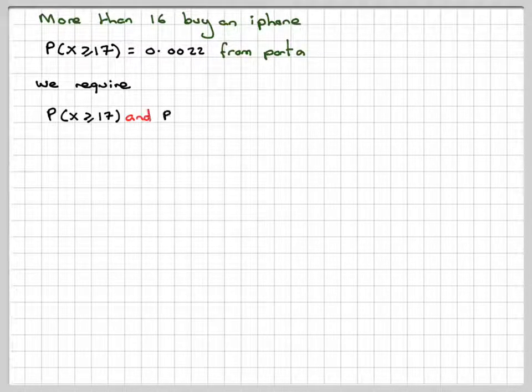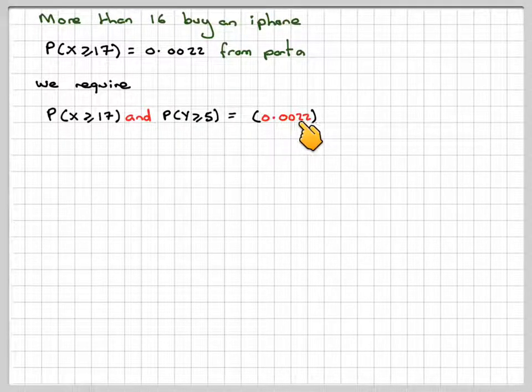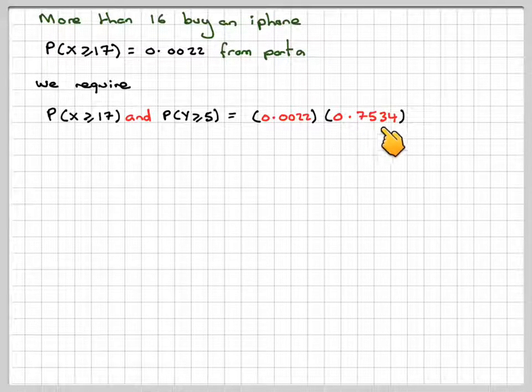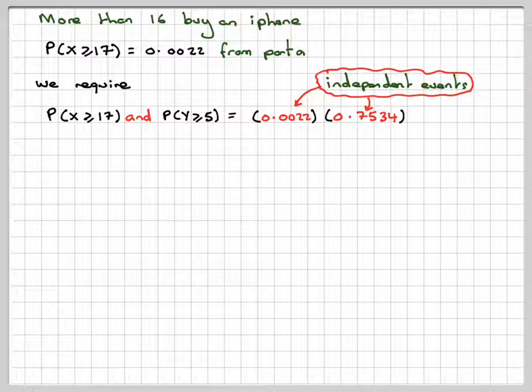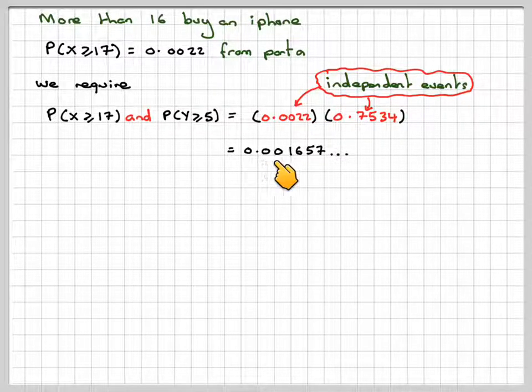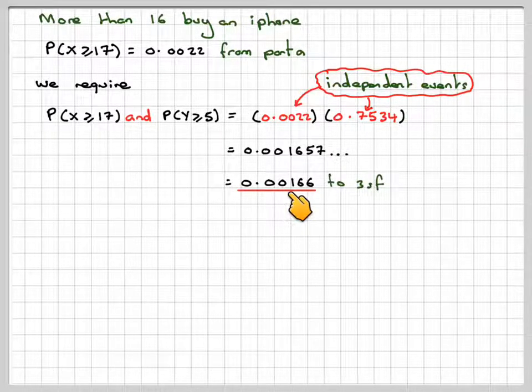We require the probability of X being greater or equal to 17 and Y being greater or equal to 5. We've got the word and in here. So it's going to be 0.0022 times 0.7534. These two events we're told are independent, so we just multiply them together and we get an answer of 0.001657, which is 0.001662 to four significant figures.